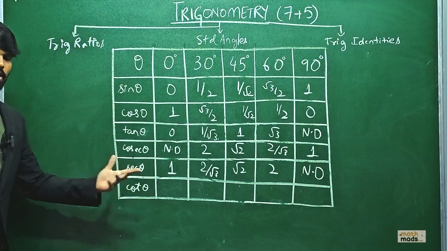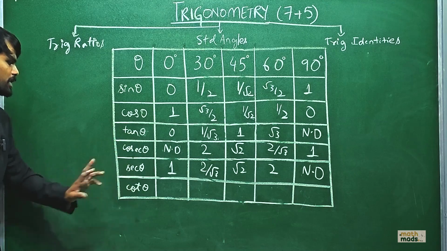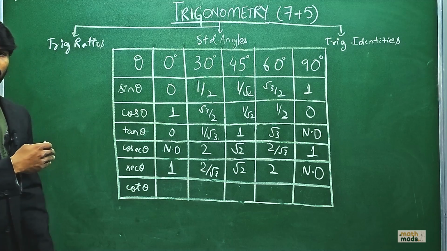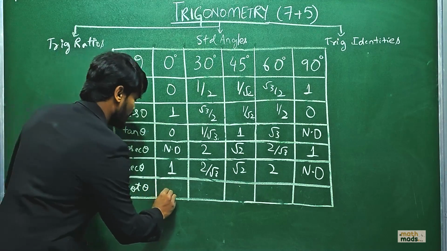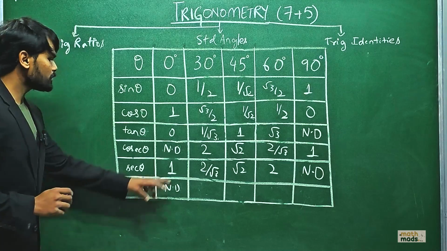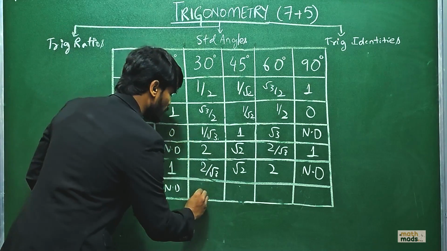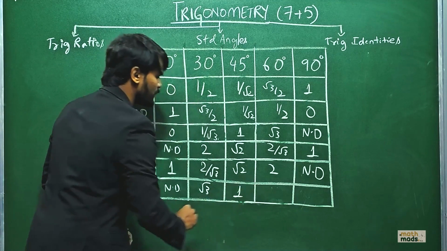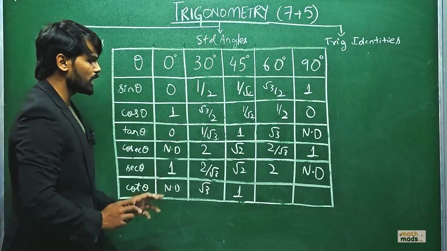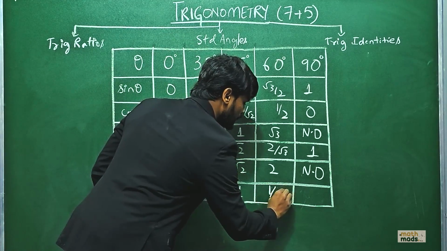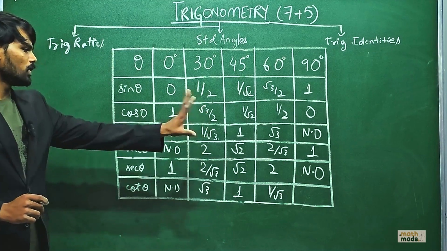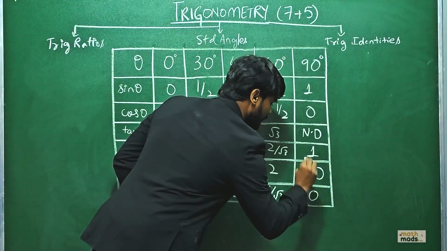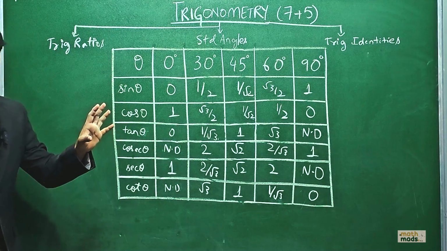The last ratio, cot theta. Cot theta is the reciprocal of tan theta. So here you have tan 0 is 0, 1 by 0, it is not defined. Next you have 1 by root 3, the reciprocal of this will be root 3. You have 1 here, so the reciprocal of this also will be 1. You have root 3 there, reciprocal of it is 1 by root 3. You have not defined there, so if you take the reciprocal of it, you will be getting 0.